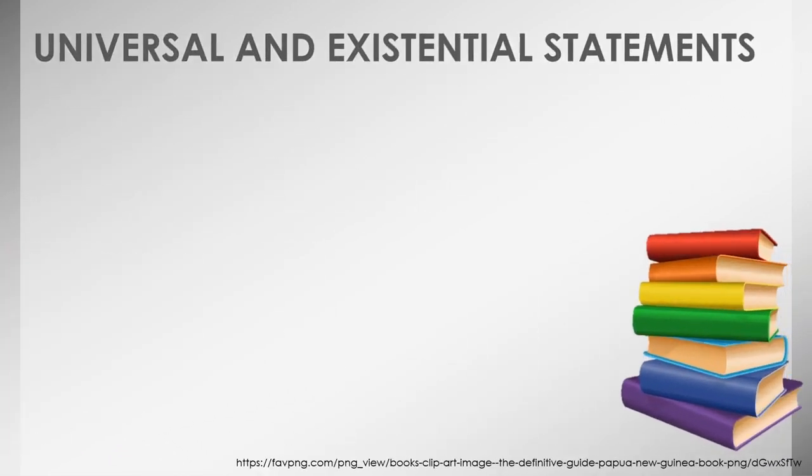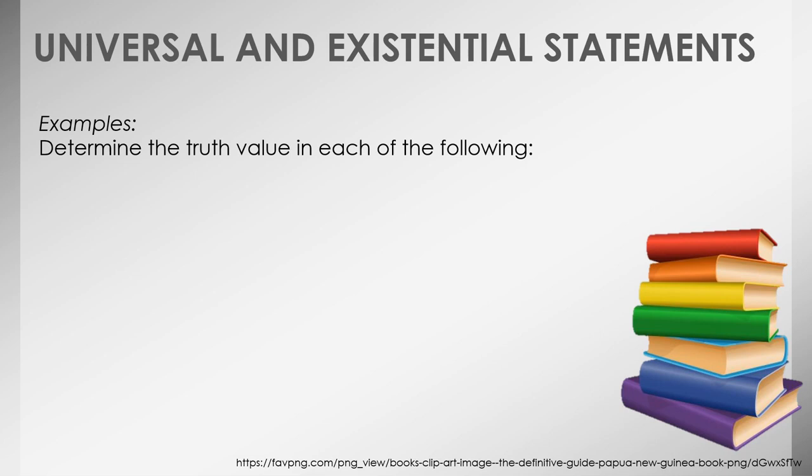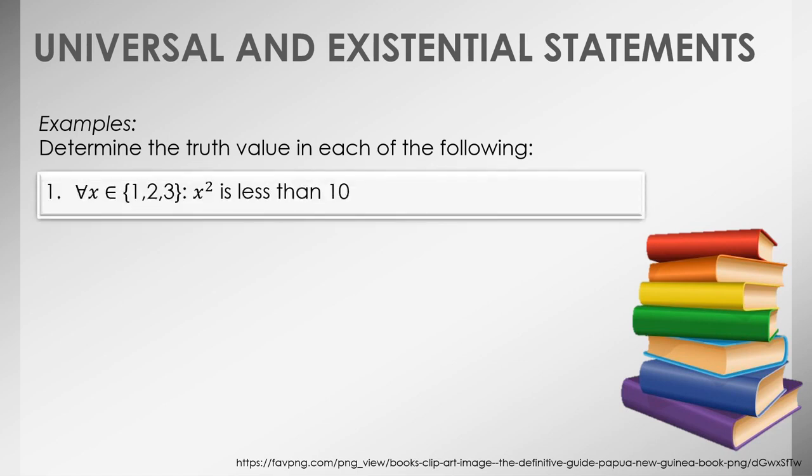To understand more about the difference between the universal and existential statements, let us have more illustrations. So for this example, we are to determine the truth value of the following given statements. In doing so, it is advisable to firstly determine what type of statement is presented. The first one is given by this. Note that the statement uses this notation, which we know as we discussed earlier, it is the notation used to represent universal quantifiers. Hence, the given statement is a universal statement.